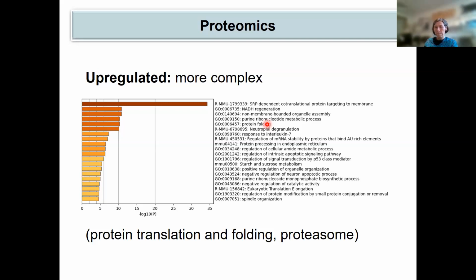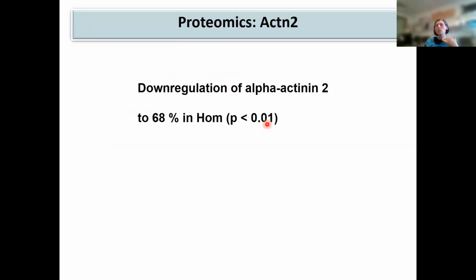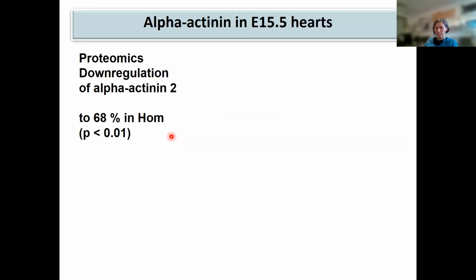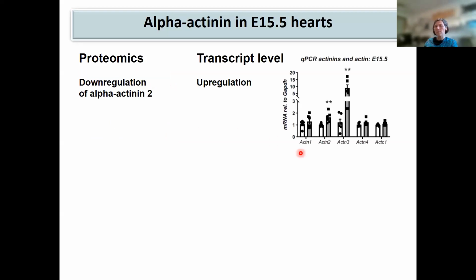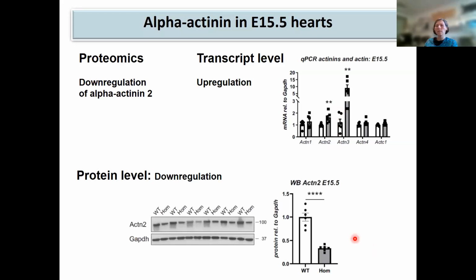The upregulated proteins gave a bit more of a complex picture, but terms like protein translation, folding, and proteasome popped up. Another thing you can do with proteomics experiments is look in detail at a protein of interest. We did this for alpha-actinin, and proteomics suggested a striking downregulation of the protein. At transcript level, interestingly, it was upregulated. But on Western blot at protein level, this validated the proteomics findings, showing less than half of the protein left.